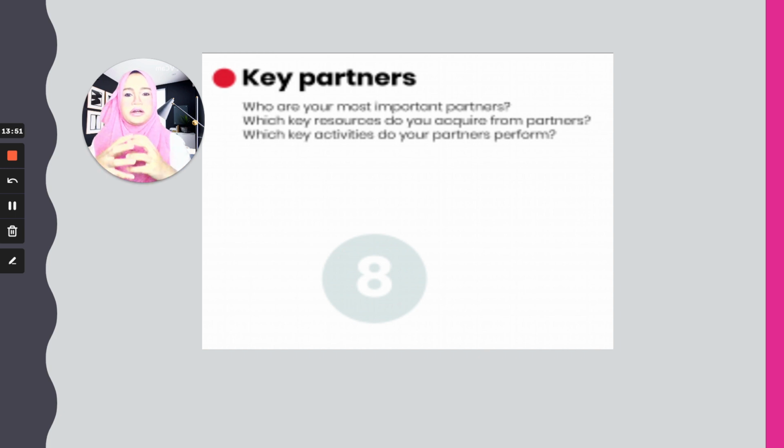Other than that, perhaps you are selling things on Shopee, so Shopee could be your key partner because you are collaborating or using the Shopee platform or Lazada platform in order to sell the product. Let's say you are talking about delivery, you are using Grab, for example.